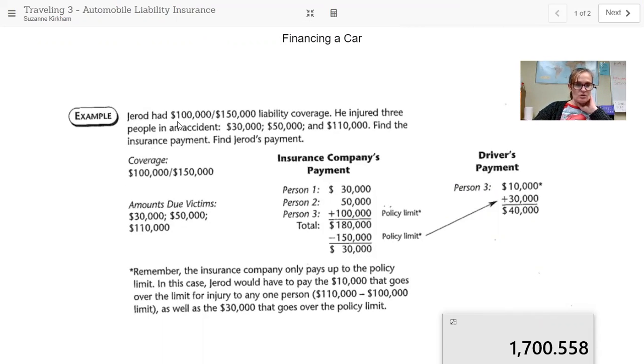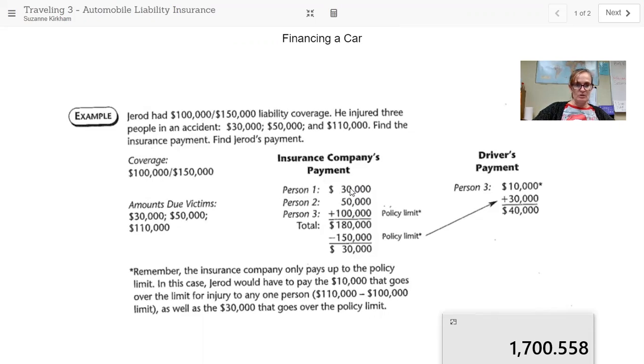Jared had $100,000/$150,000 liability coverage. He injured 3 people in an accident. One had $30,000 in injury fees, another $50,000, and a third $110,000. So we need to figure out how much insurance is going to pay. His coverage says $100,000/$150,000. That means each person, the most that they will get is $100,000. But the total that the insurance will pay out is $150,000.